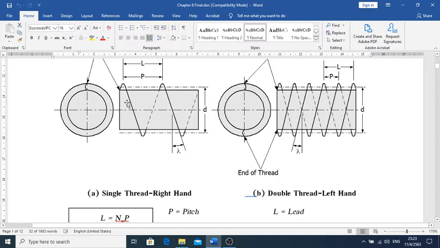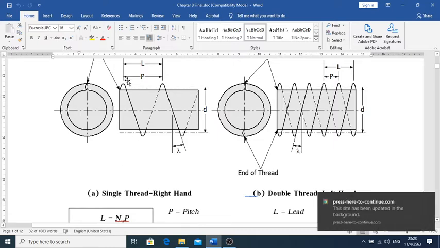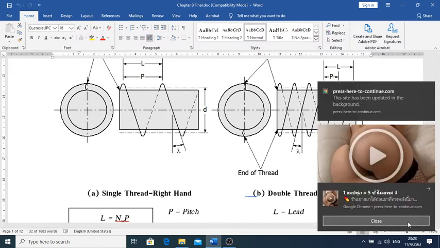One thing is the pitch. It is the distance from one thread to another thread, pitch to pitch. And then the lead L is there. So L is equal to P, which shows a single thread all the way. And then in the other figure, L is equal to 2P respectively.